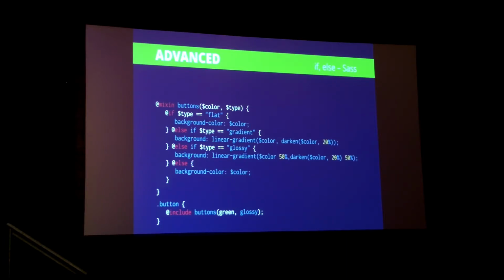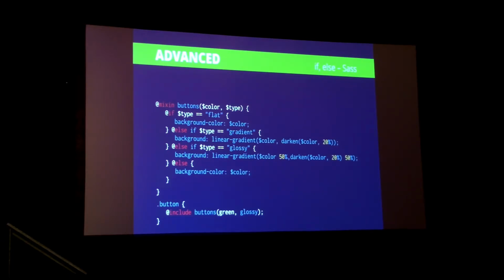Or we'll do one that's a gradient, just kind of old school. And then we want to create a glossy button, because that was really awesome back in the late 90s and early 2000s. So basic if statement, ampersand if. So in our mixin, we're defining 2 arguments. We want to pass in a color, and we want to pass in a type.